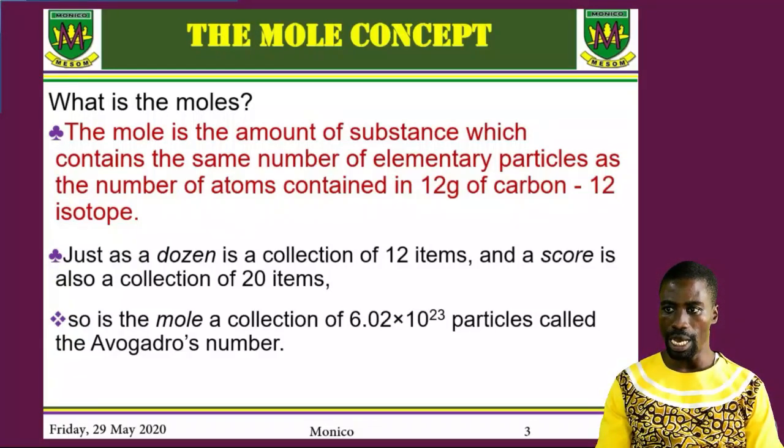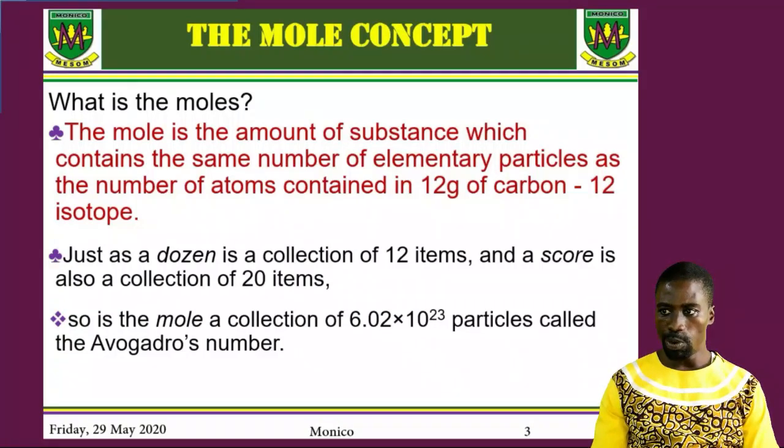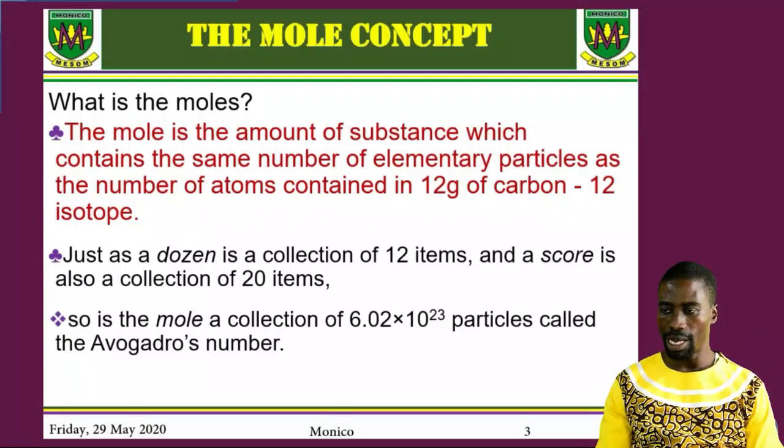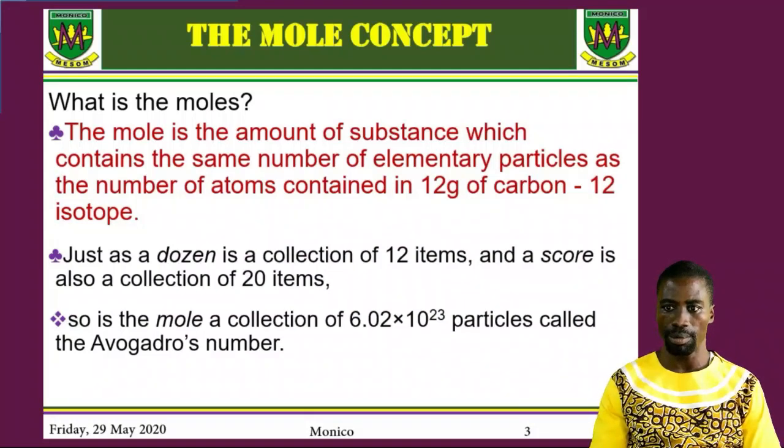So if you say a mole, a mole is nothing but 6.02 times 10 to the power 23 particles. And if you are saying a mole of sugar, a mole of salt, or a mole of water, then you are only talking about 6.02 times 10 to the power 23 molecules of water in that particular quantity. And that number is called Avogadro's number.